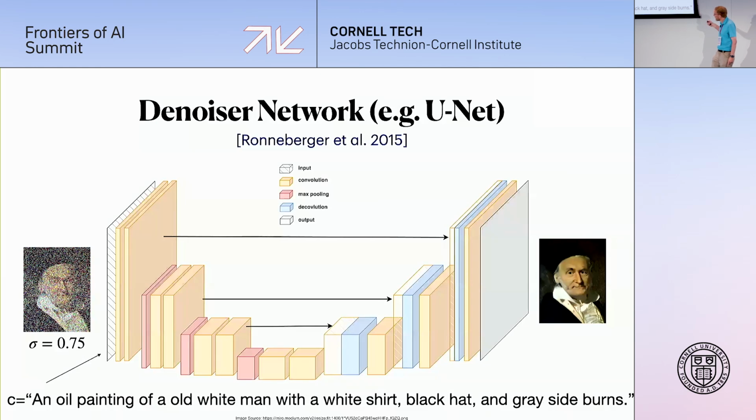And so I'm trying to denoise this image, but I tell it it's a white man. Then it actually learns to denoise these images, right? And you can train this very, very easily because you can take an infinite amount of data from the internet, many, many images with descriptions, and you just always add noise and then try to denoise it.